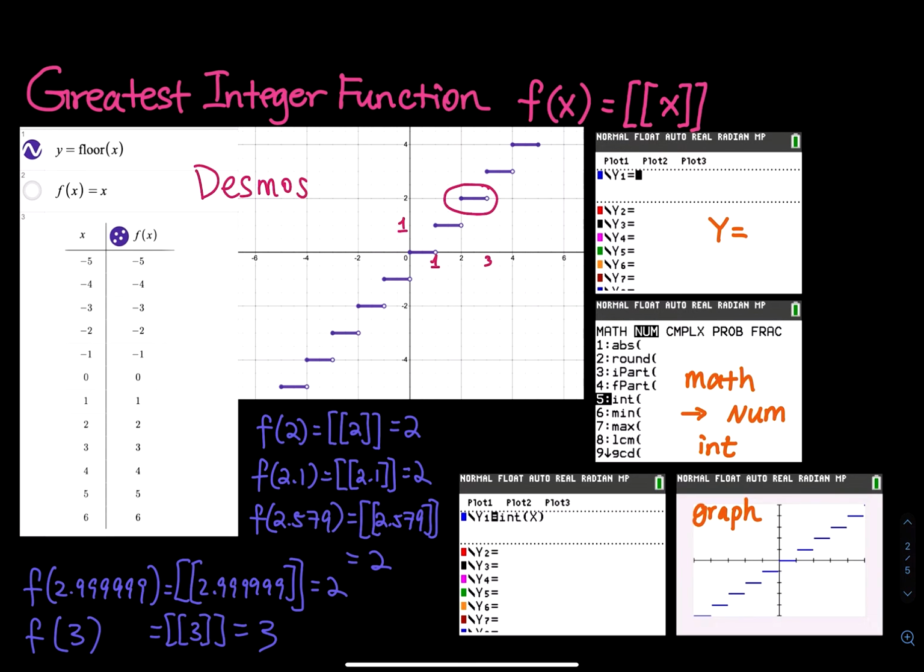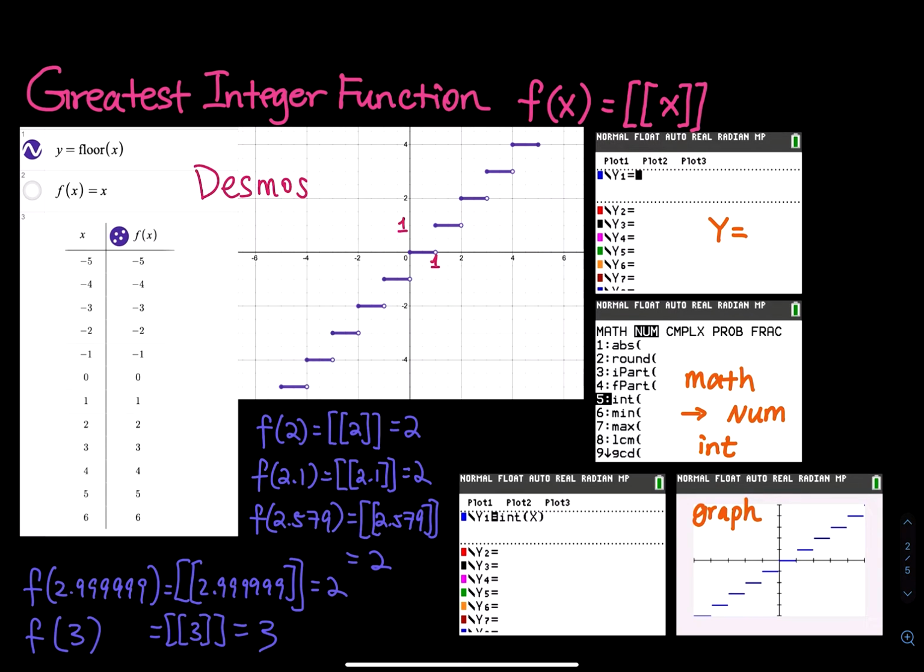So how is that going to work out with the greatest integer function, right? I gave you some examples over here. So let's take a look. f of 2 is just equal to 2, so we have this point. When x is equal to 2, y is equal to 2. But if you plug in something like 2.1 or 2.579, you are putting numbers right here. Do you see that? Right here, I am talking about this piece.